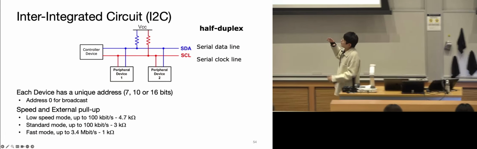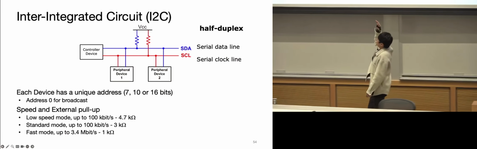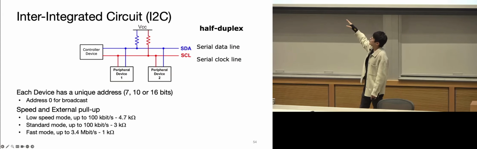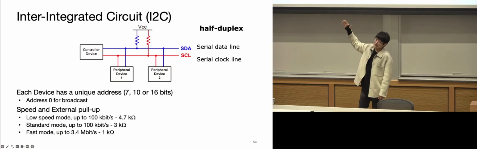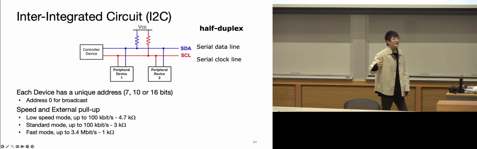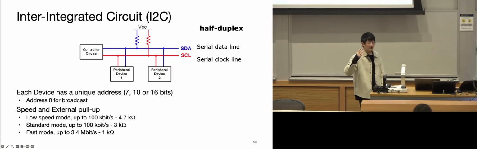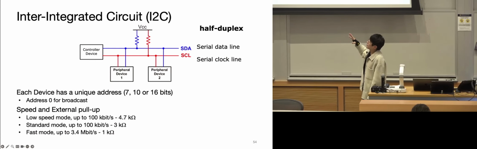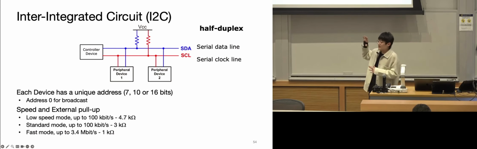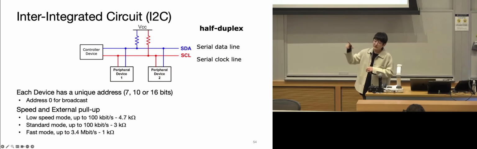And this is essentially the normal speed, low speed, standard speed, and fast mode you can expect from I2C. So it's reasonably fast, not as fast as SPI, and way slower than parallel. SPI usually you can think of as an order of magnitude, about 10 times or so, faster than I2C. And the speed corresponds to the value of the pull-up resistor you put there.